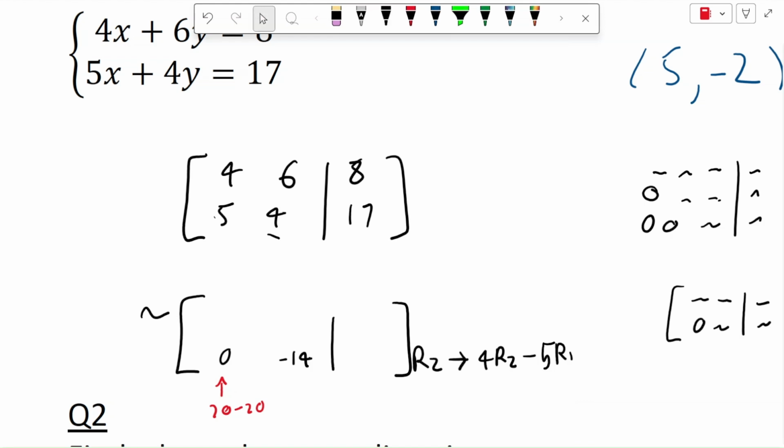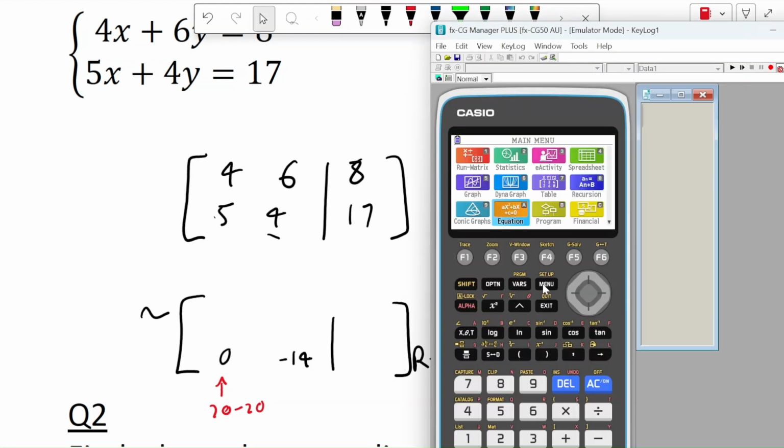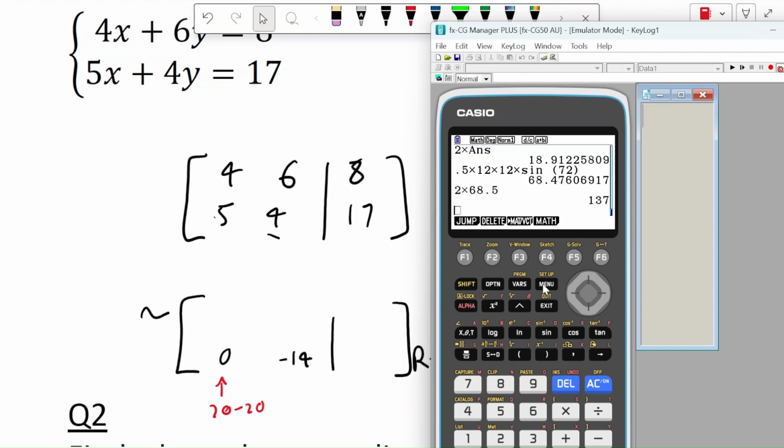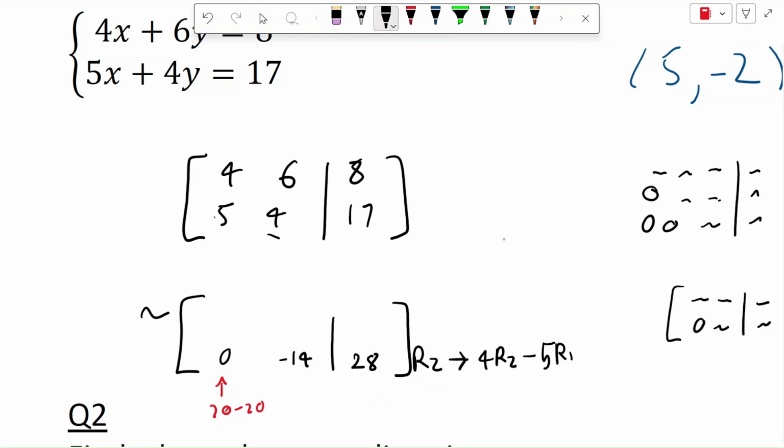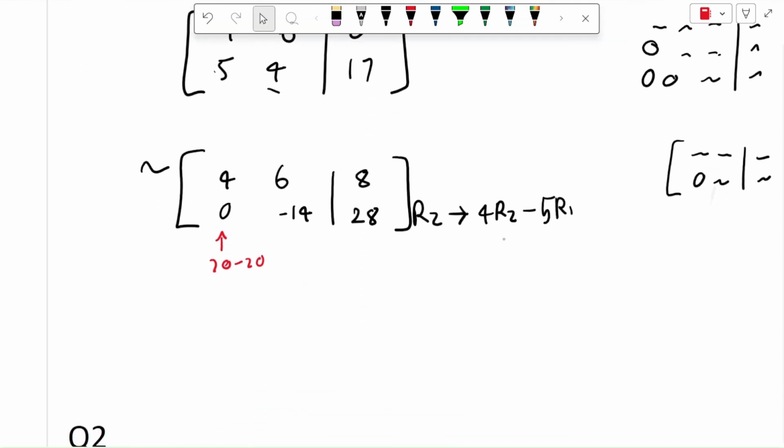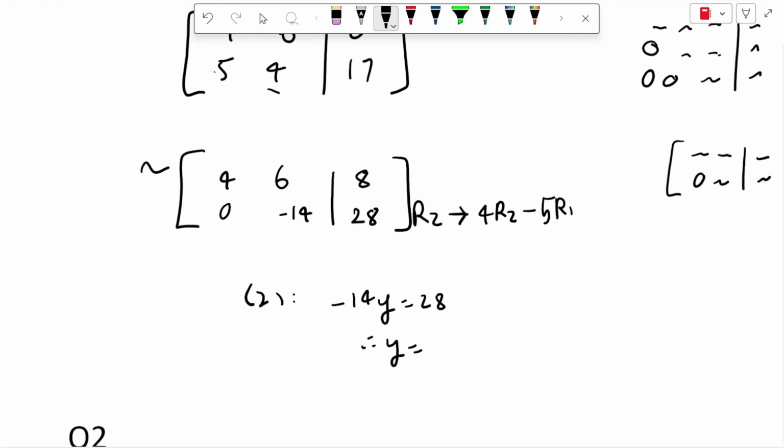And then when this gets really messy, I kind of just like to go to the calculator. So just to make sure we did that one right, it would be 4 by 4 take 5 by 6, which does give us minus 14. Then it's 4 by 17 take 5 times 8, so that's 28 just there, and the top row stays exactly the same. So that's done, actually. You can then read off the bottom equation. So from equation 2, minus 14 y is 28. So y is 28 over minus 14, which is a very fancy way of writing minus 2.